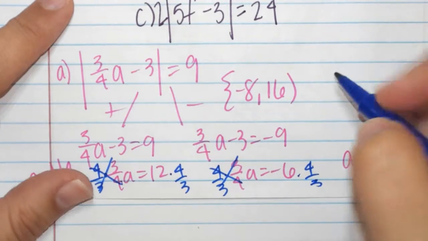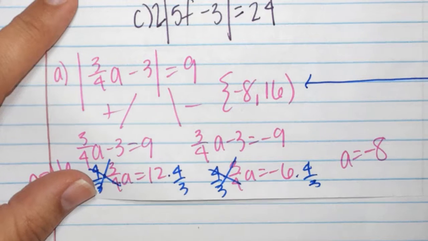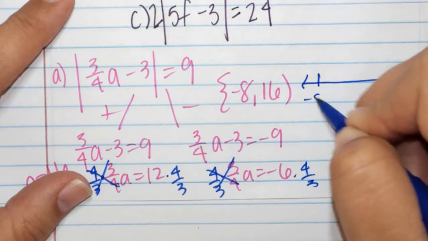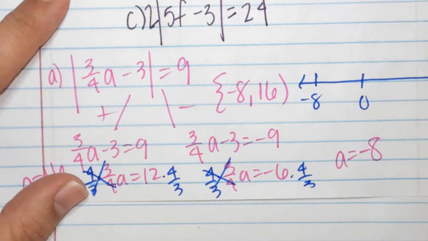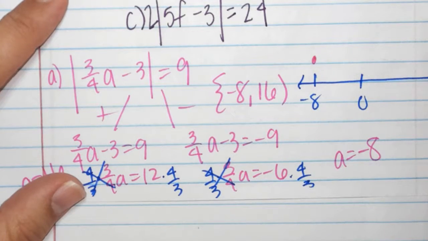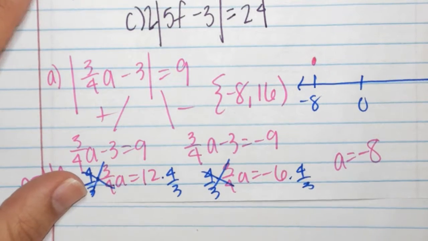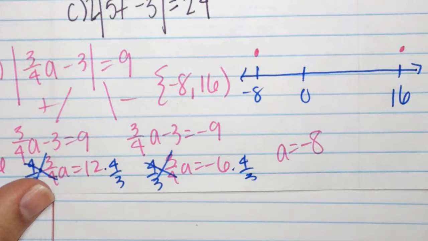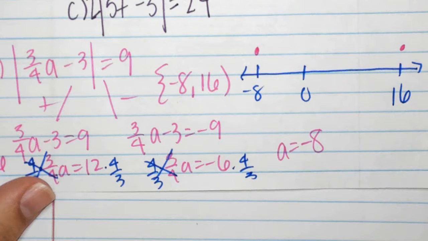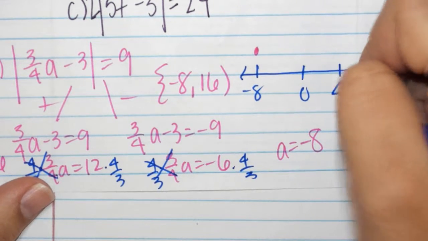Alright, now let's graph it. So we're going to put negative 8 here. I'm going to put 0. I'm going to put 16 down here. And I'm going to put my points over negative 8 and 16. Now, what is the middle of these two numbers? 4? Yeah. Awesome. 4 is the middle.